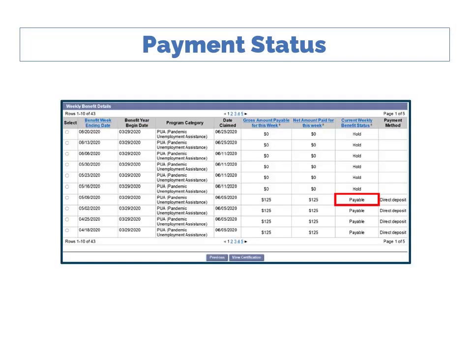If the status says Payable, it means that you are due to receive your benefits for that week, and payment should be available in whichever payment method has been chosen.